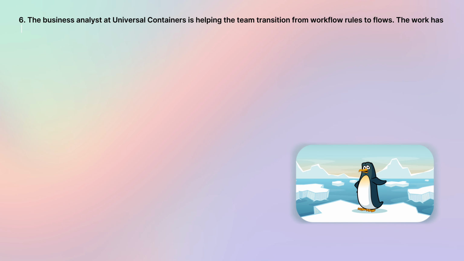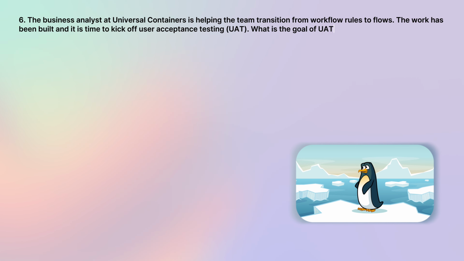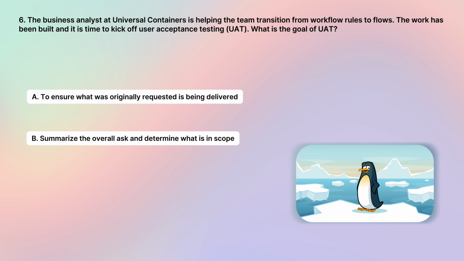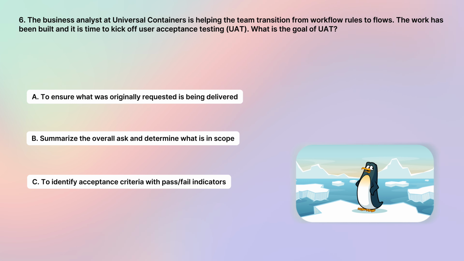Question 6. The business analyst at Universal Containers is helping the team transition from workflow rules to flows. The work has been built and it is time to kick off user acceptance testing, UAT. What is the goal of UAT? A. To ensure what was originally requested is being delivered. B. Summarize the overall ask and determine what is in scope. C. To identify acceptance criteria with pass-fail indicators.